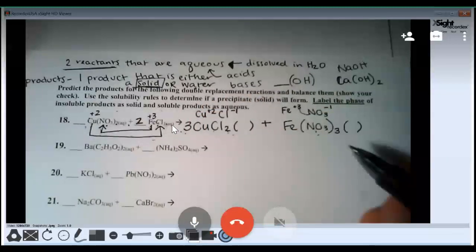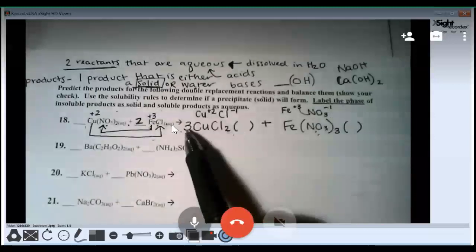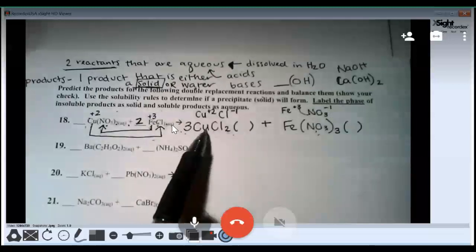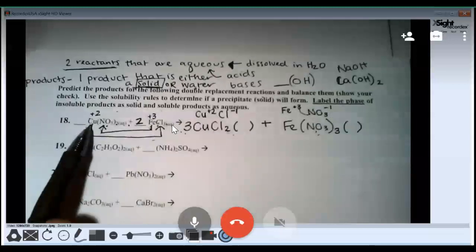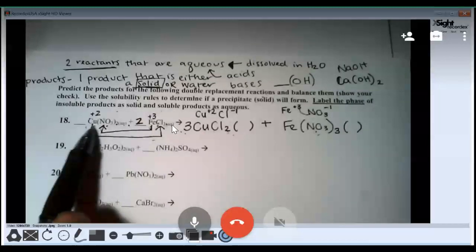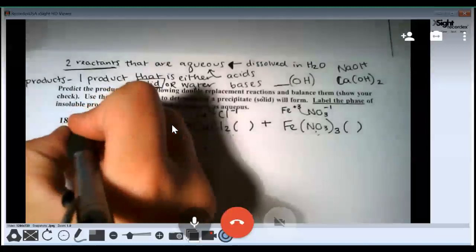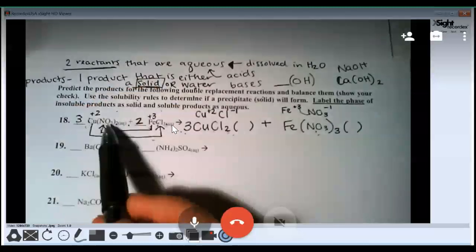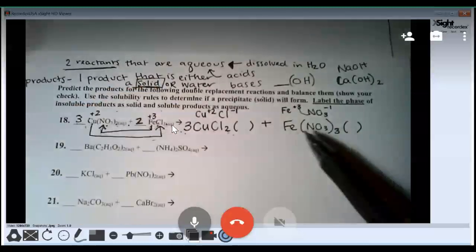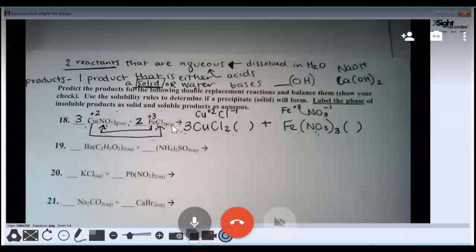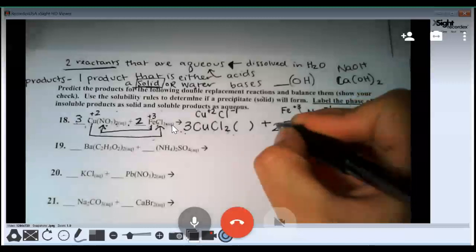We need to fix the amount of copper now. Yeah, so we have 3 coppers on the product side. And we fixed this over here, so what do we put in front of copper nitrate? We need to put a 3 there. Okay, so now we have 6 nitrates, and we only have 3 over here, so how can we fix that? We need to put a 2 in front of the iron nitrate.